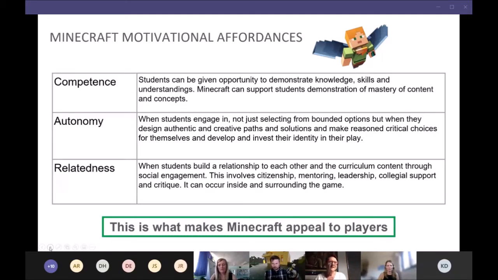And then relatedness comes through in how students relate to each other. Minecraft is a very social environment, as you'll hear from the speakers that follow. And it's also how they relate to the content they're learning. So students are getting involved in citizenship, mentorship, leadership, developing skills in a virtual world that will stand them in good stead in the physical world. There's a lot that's not actually happening entirely in the game, but surrounds the game that is part of self-determination theory.